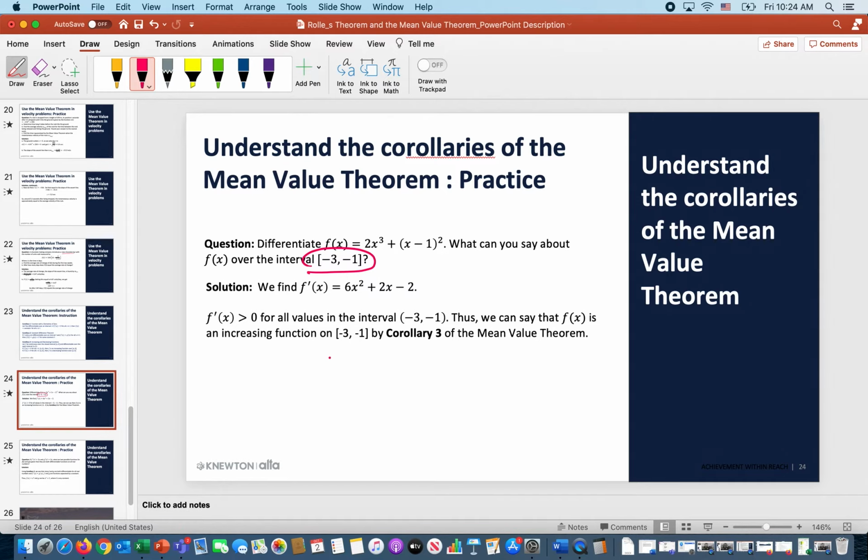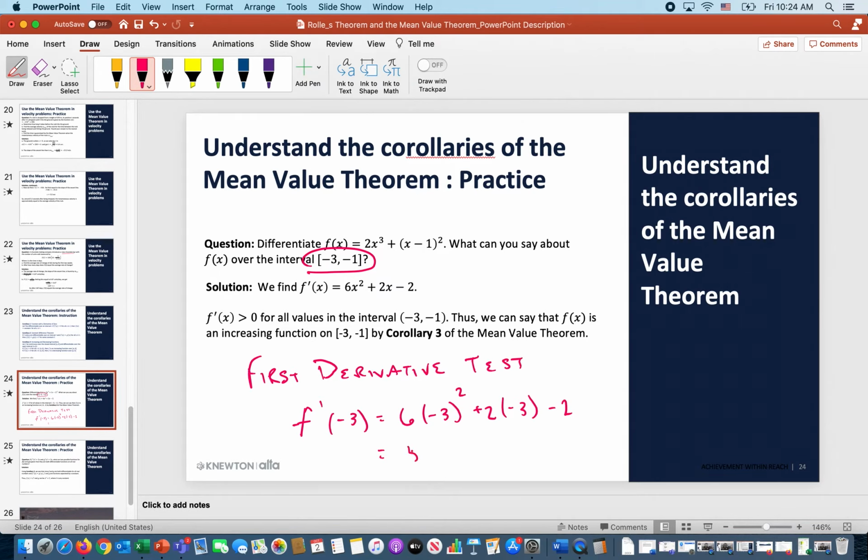Okay, so I know you're probably sitting there going, what on earth is he talking about? Well, this is laying the foundation for some things that you're going to see in the next video, where we talk about the first derivative test. So really, what we say about negative 3 to negative 1 is, if I look at the derivative at negative 3, what is the value of the derivative at negative 3? Well, that value is going to be 54 minus 6 minus 2.